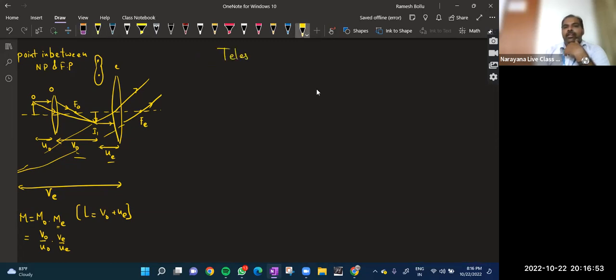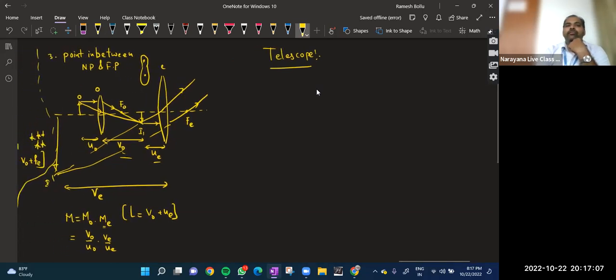What is the name of that? Telescope. Shall I write, with your permission? This is the reciprocal of the microscope, shall I write? Yes, sir. Why am I calling it that? Because microscope means the microorganism is there.